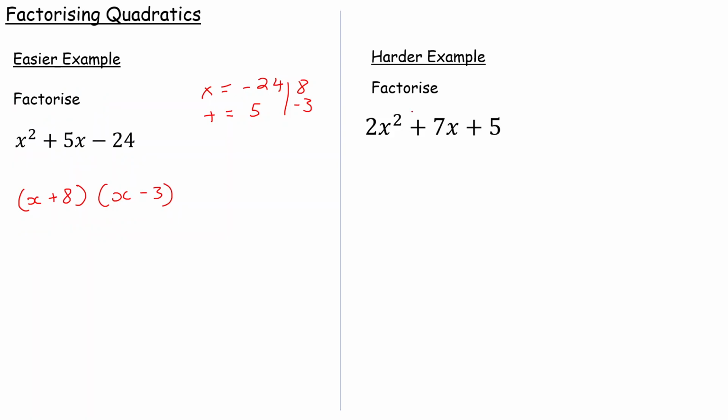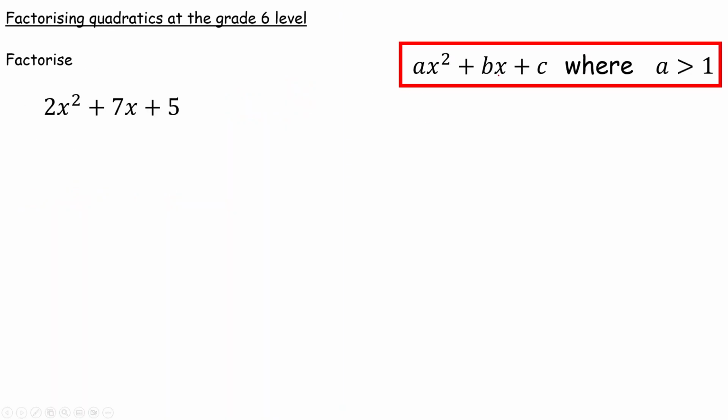But in these videos, we're looking at factorising harder quadratics like this, where you've got a number before the x squared part. And let's look at factorising this quadratic and how you would do it over here. So again, this is now grade 6 because the number before the x squared part, which we've just called a here, is bigger than 1. So you can see it's a 2.